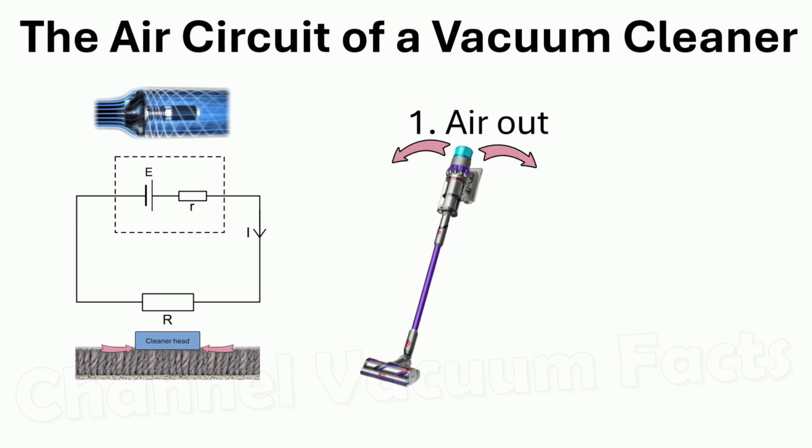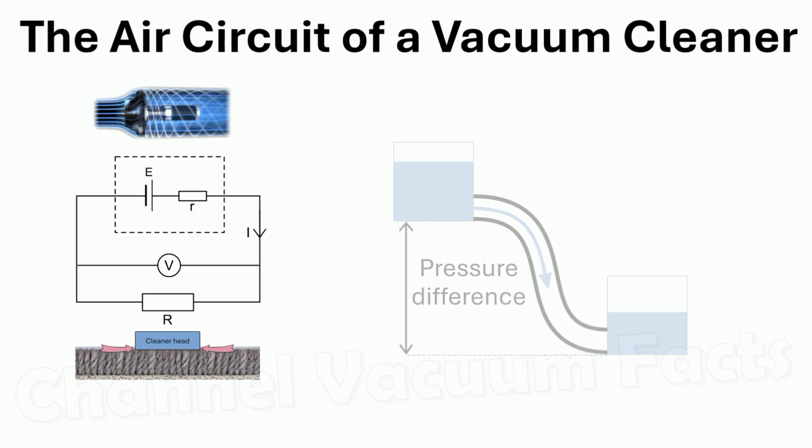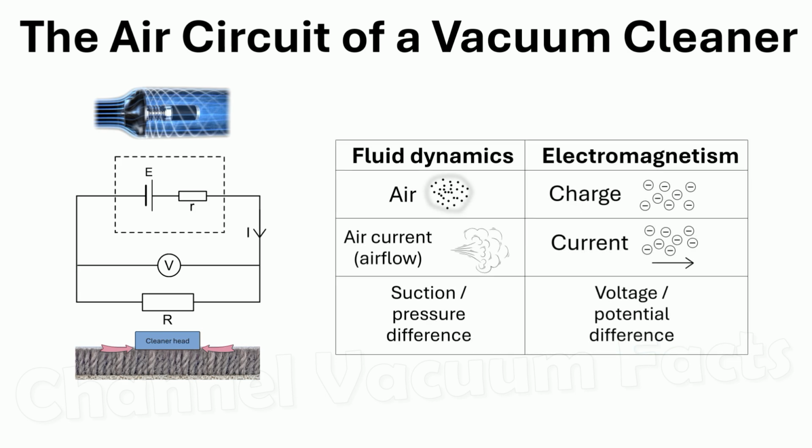Since the motor is forcing air out of the machine, there's a pressure difference between the inside and outside of the machine that drives airflow, much like water at different heights. This pressure difference is the suction, or voltage in electromagnetism, and you can measure that suction at the head, i.e. across the resistor. For completeness in the analogy, air is equivalent to charge, moving air is the equivalent to current, and suction is equivalent to voltage.